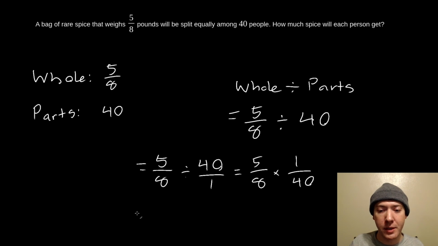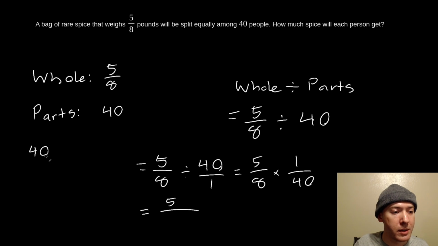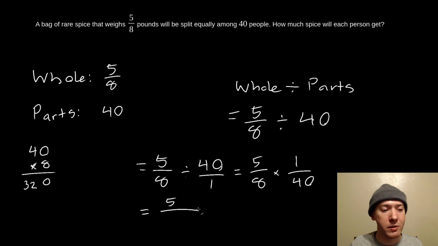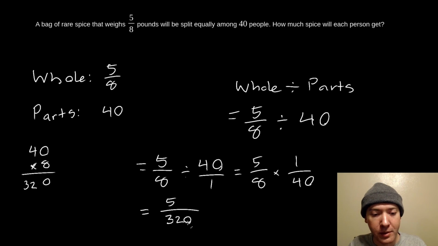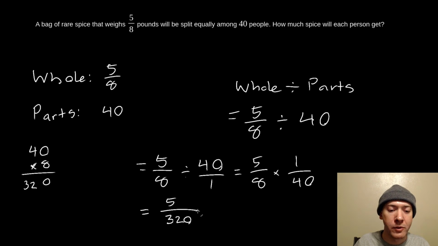Okay, now we can multiply straight across, right? 5 times 1 is 5, and 8 times 40, what is that? 8 times 40 is 320. So our answer is going to be 5 over 320. Can we simplify that? I think that we can, because I know that 320 is a multiple of 5 because it ends in a 0. So I'm going to divide the top number and the bottom number by 5, okay?